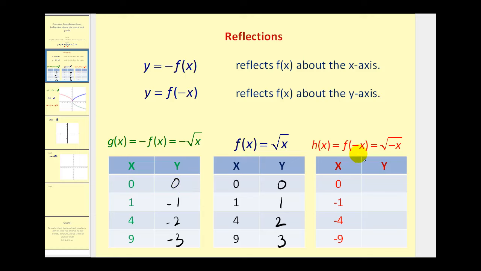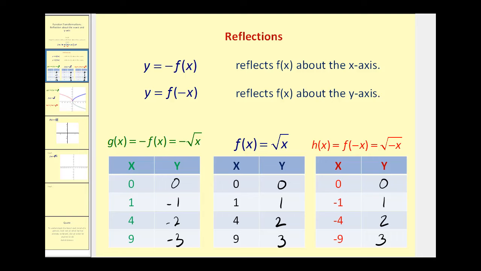Now if we let h of x equals f of negative x, this would equal the square root of negative x. Remember, this radicand must be greater than or equal to 0 to take the square root of it. So if we change the sign of our input x, it would make our radicand either positive or 0. So we'd have 0, 1, 2, and 3. Since we change the sign of the x-coordinates, it would reflect it across the y-axis.